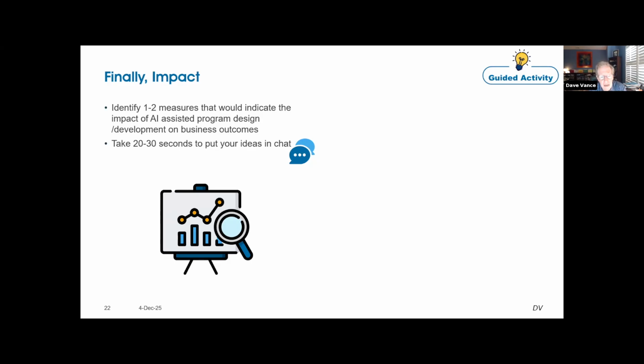But as Peggy said, we'd hope that you not only get an improvement in efficiency and effectiveness, but perhaps some impact as well. So next, we'd like you to think about any potential impact measures that might come out of this initiative to use AI-assisted program design and development. Could that make a difference on business outcomes? What kind of outcomes could that improve? But don't stretch too far.